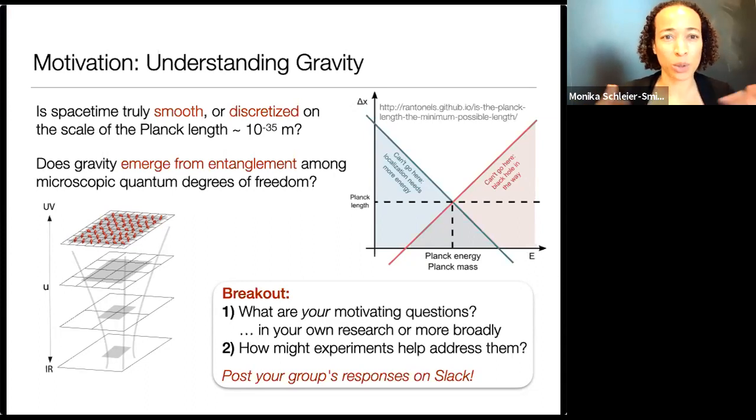And so what are your questions about gravity and its intersection with quantum mechanics, and also perhaps how you can imagine experiments helping to address them? Those are two questions that I would like you to discuss in small groups.